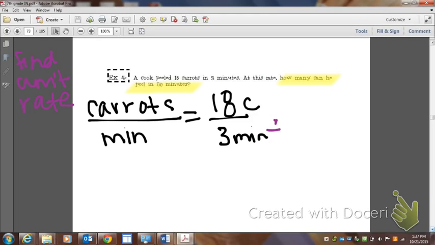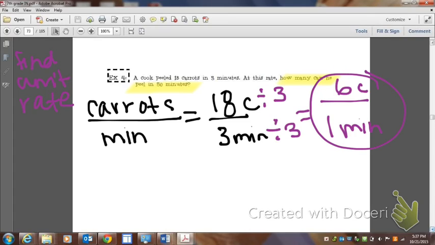Of course, in order to do that, I'm going to make my denominator 1. So I'm going to divide the bottom by 3, and that's going to give me 1 minute. And whatever I do to the bottom, I got to do to the top. So 18 divided by 3 is 6. So this chef can peel 6 carrots in 1 minute. That's my unit rate right here.